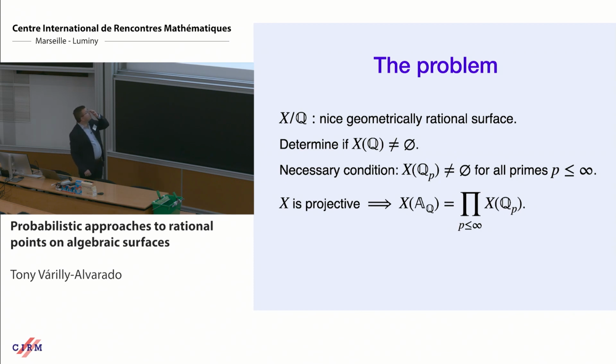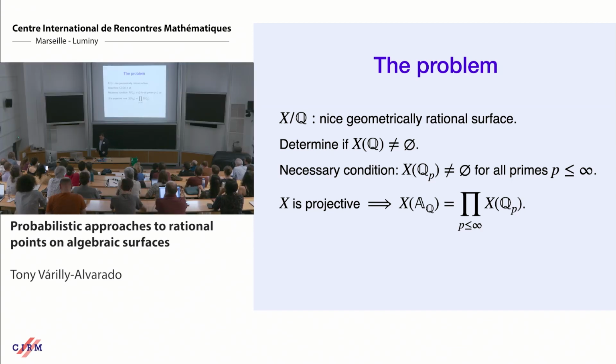Let's go back. We started with some nice geometrically rational surface. Think of a cubic surface, defined by some homogeneous polynomial of degree 3 in 4 variables. What we want to do is determine if there's a rational point on this thing. Is there a vector of solutions to my polynomial equation, all of whose entries are in Q? Famously, a necessary condition for this is that you have to have points over every completion of Q. So all the p-adic completions, but also the real numbers. This is what I mean by p equals infinity there.